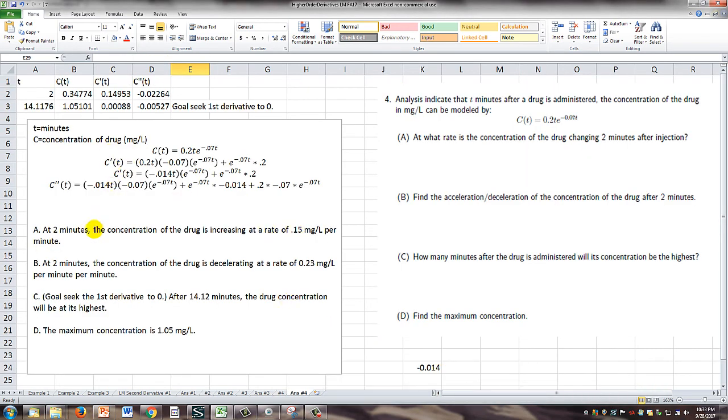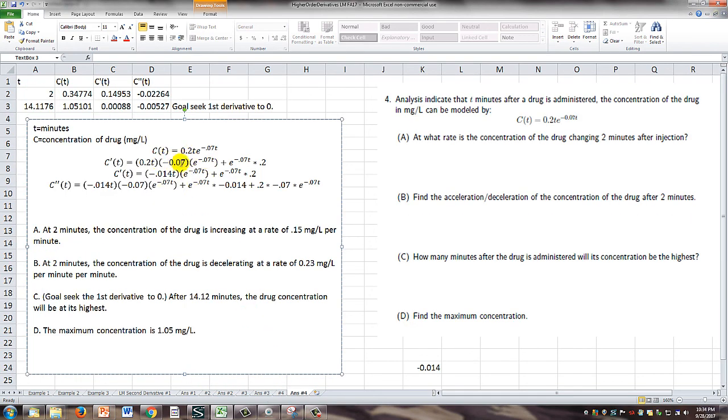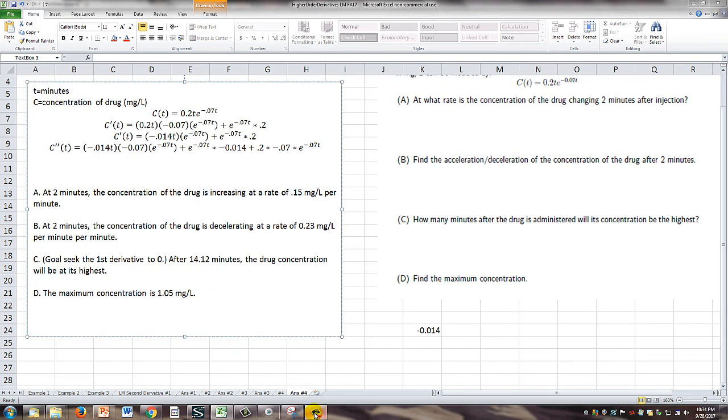Okay, and I just wanted to read through the interpretations that I've got written here in the key. It says after 14.12 minutes, the drug concentration will be at its highest, and the maximum concentration is 1.05 milligrams per liter. So you've got two more higher order derivative problems in the lab manual. Definitely do those, and then come back and practice this derivative. Do it 24 hours later. Try to do it again until you get really, really good at taking these derivatives.